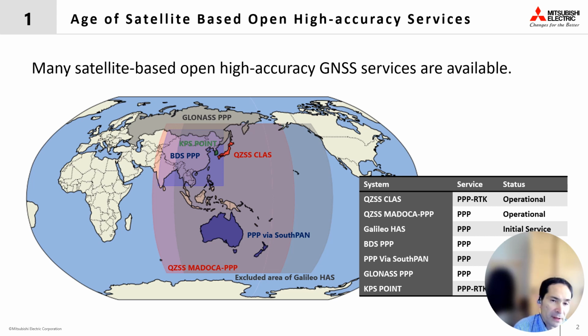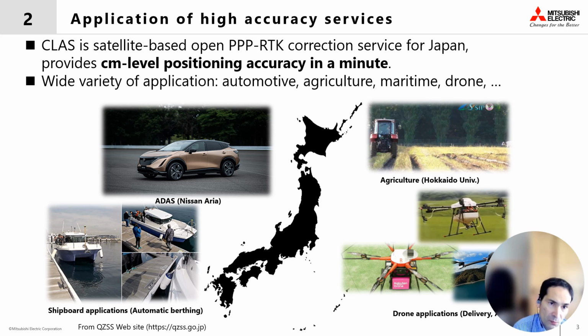Now, many satellite-based open high-accuracy services are available, such as QZSS-CLAS, Galileo-HAS, BDS-PPP, and SouthPAN. This figure shows the service area of each service. Obviously, the Asian region is a hotspot of high-accuracy services. So, why are many GNSS starting to provide high-accuracy services? In other words, what is the key benefit of high-accuracy services?